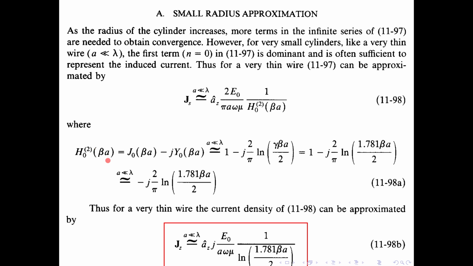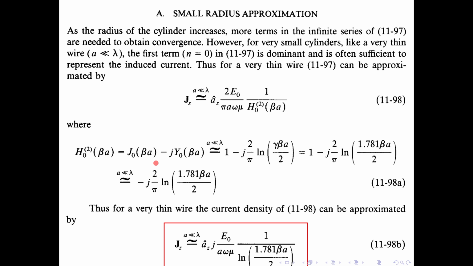But here we can also apply the small argument approximation for the Bessel functions of first kind and second kind, that are the real and the imaginary part of the Hankel function.